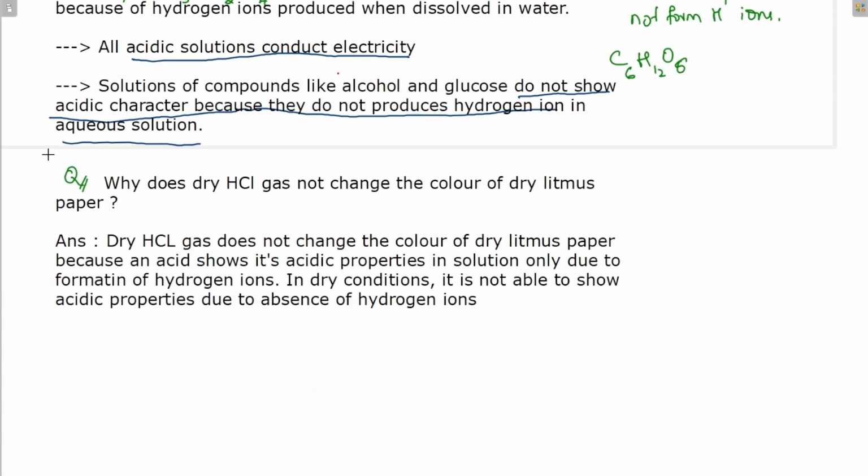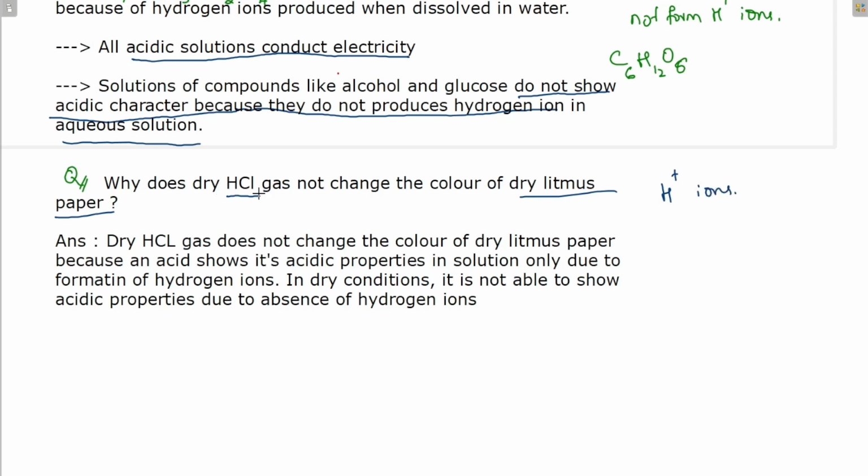Then here there is one question. Why does dry HCl gas not change the color of dry litmus paper? We have learned that hydrochloric acid is an acid, but dry HCl gas is not changing the color of dry litmus paper. What is the reason? Right now we have understood that the acidic character is mainly due to the formation of H plus ions. But observe the question here.